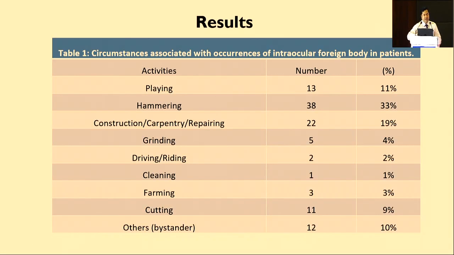If you look at the activities involved with intraocular foreign bodies after open globe injury, the most common was hammering, that is, hammering and chiseling type of injury, around 33%, followed by work at construction, carpentry or repairing. The next was bystander injury and playing.